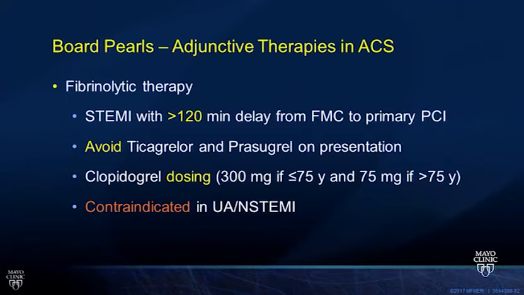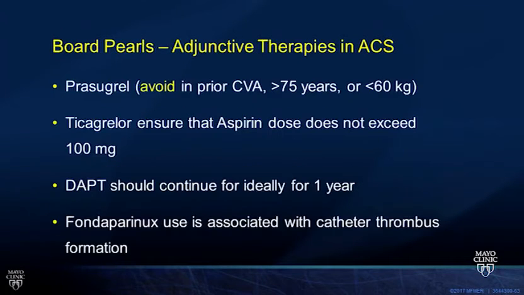Clopidogrel dosing, it's 300 milligrams if your patient is less than 75 years of age. If your patient is older, we do not provide a load of clopidogrel. You just give them a 75 milligram dose. Fibrinolytic therapy is contraindicated in non-ST segment elevation acute coronary syndrome. Prasugrel, avoid in those patients who have a prior CVA, who are older than 75, or who are low weight. Ticagrelor, ensure that the aspirin dose does not exceed 100 milligrams.